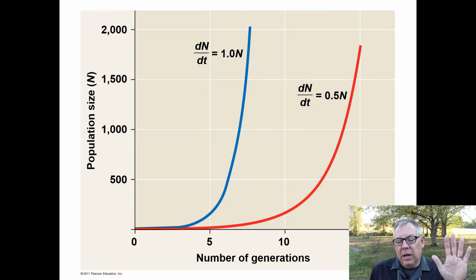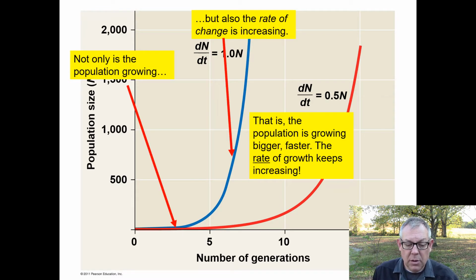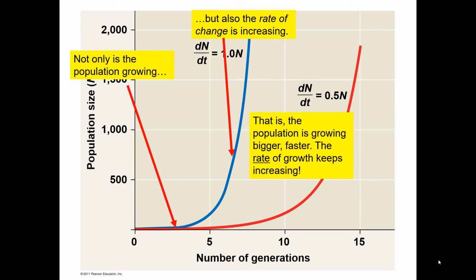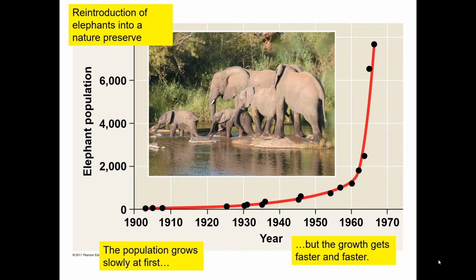And so here's a couple of different examples of this model, but you see that they both have that J shape, where they grow slowly at first, but they start growing faster. And so that's the thing to remember. Not only is the population getting bigger, you're getting more rabbits, or you're getting more whatever, but it's getting bigger faster. The rate of change is constantly increasing. The growth rate is constantly increasing. And that's what's going to happen when you have that over-reproduction.